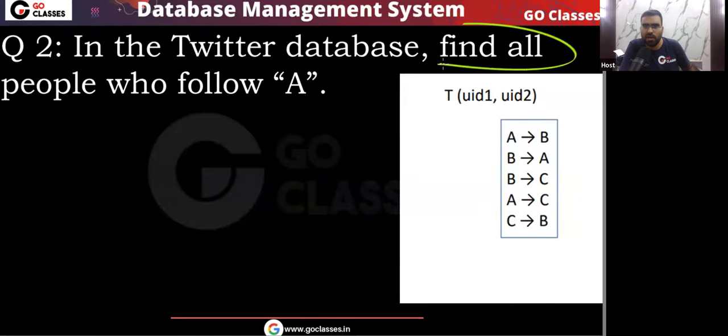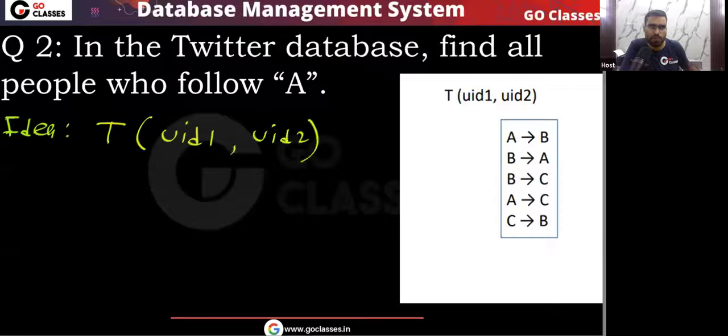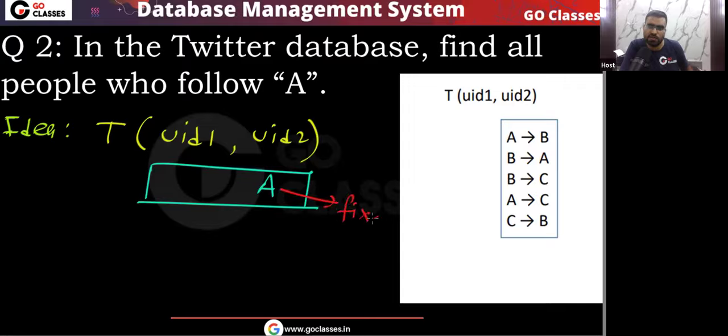Now let's solve this. Find all people who follow A. So tell me what the idea is here. The idea is again very simple. From this table we have UID1, UID2. We want those people who follow A, means in this tuple, this second column must be A. This must be fixed. And finally, these people who follow A, I will project.